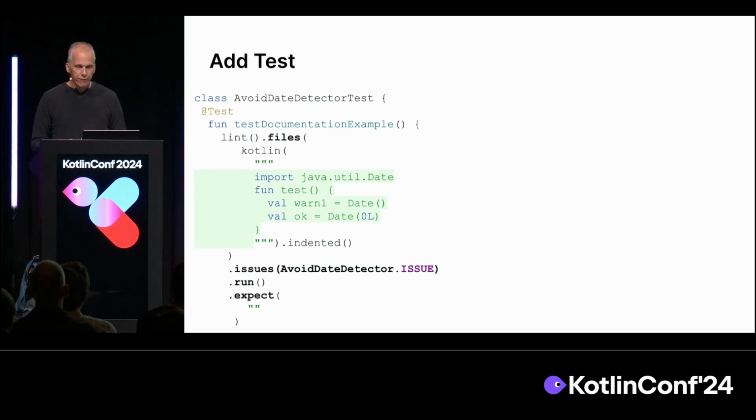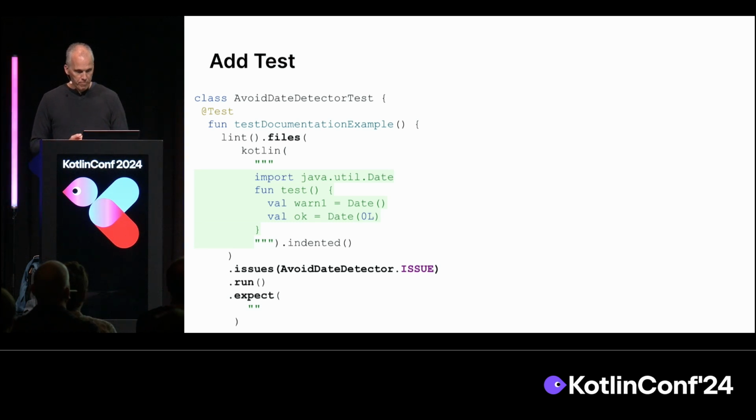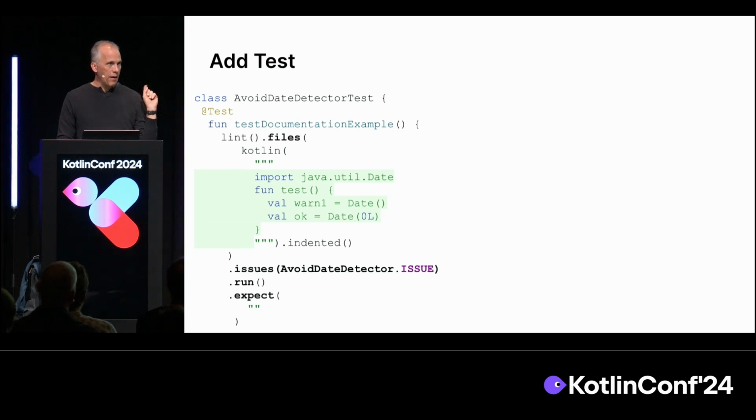Lint has a fluent test API, so we construct a testing task. Then we configure it with a set of test files, and these are described inline as raw strings. Thanks to IntelliJ's nice nested language support, they get proper syntax and semantic highlighting in the IDE when you look at the tests. Then we indicate which issues to apply for this test, and then we run it, and then we check the result. So what I do here is I start with an empty string. This is wrong. We're not expecting empty output here.